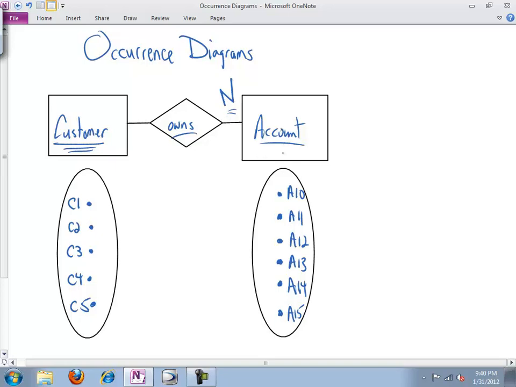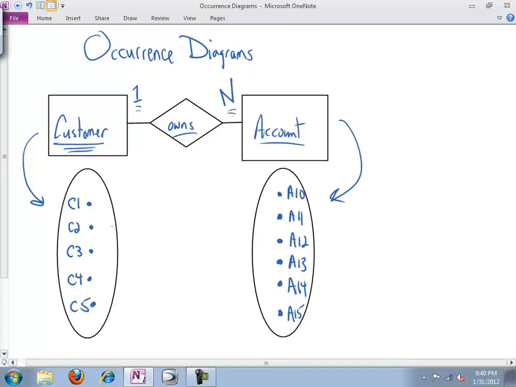Let's try right to left. A given account can be owned by multiple customers or at most one customer. Let's start, for the sake of argument, with one. So we have a one-to-many cardinality relationship here. Okay, let's talk about how that translates to the occurrence diagram, which is these two ovals underneath their respective entities.